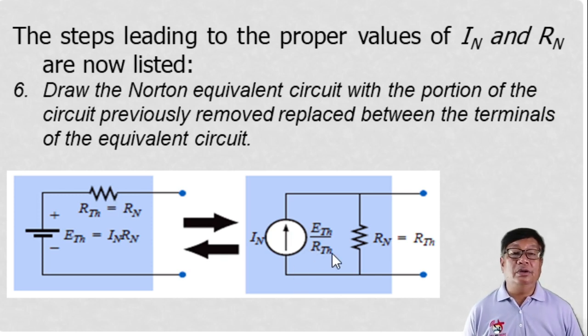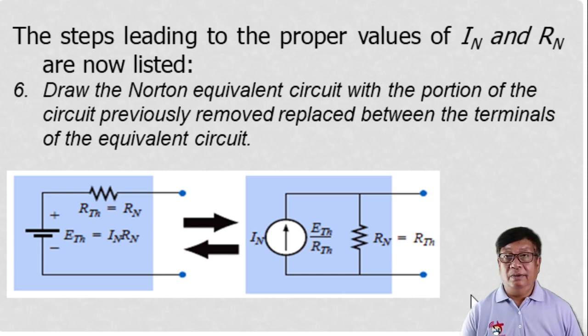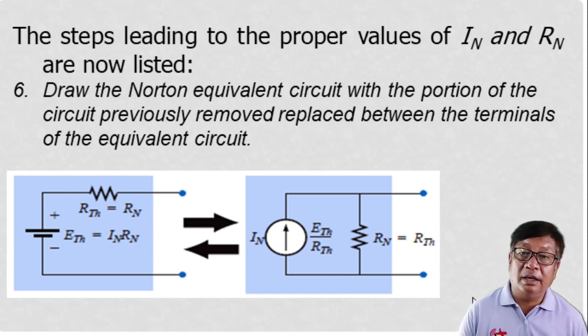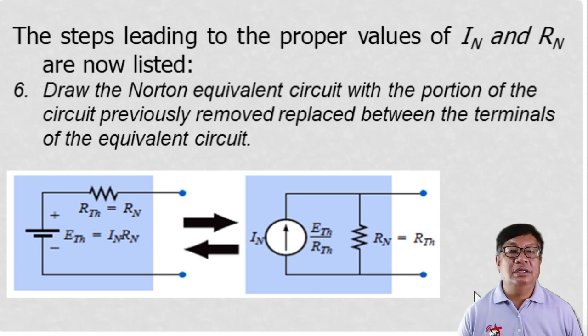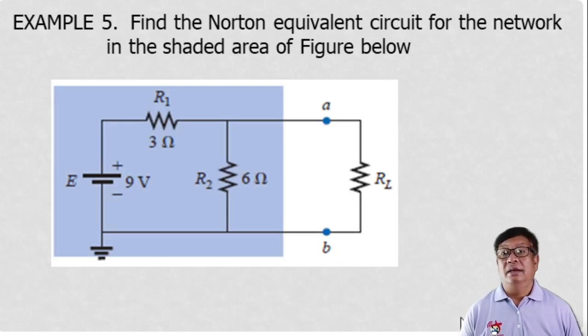Now for the Norton, we have this current source, and the current source here, I sub N, is simply equal to the Thevenin voltage divided by the Thevenin resistance. And ang Norton resistance natin magiging parallel to the current source. Okay. So anyway, your R sub N, your Norton resistance, is just the same as the Thevenin resistance.